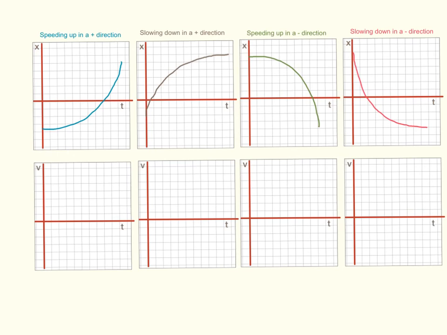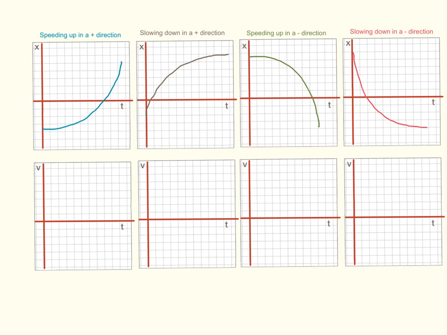For the first graph, this is a curved shape and it's going upward. All the slopes are up, so the object is speeding up in a positive direction. The next one is slowing down in a positive direction because it's going from steep to shallow and all the slopes are positive. The next is speeding up in a negative direction because we're going from shallow to steep and all of the slopes are negative. The last one is slowing down in a negative direction. So we're going from steep to shallow again, and all the slopes are negative. So if you got one of those wrong, that's okay. Just make sure that you write down any questions you have and fix your mistakes.